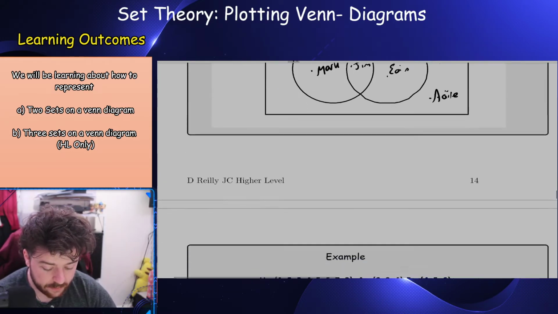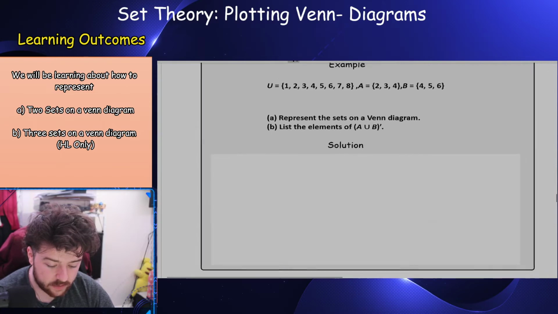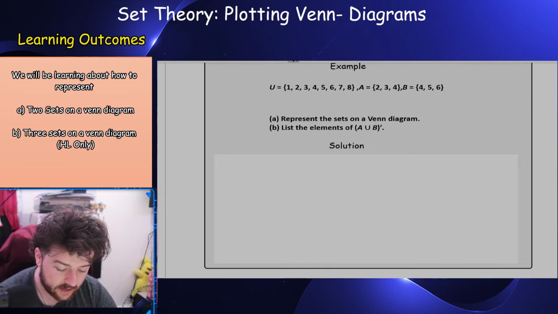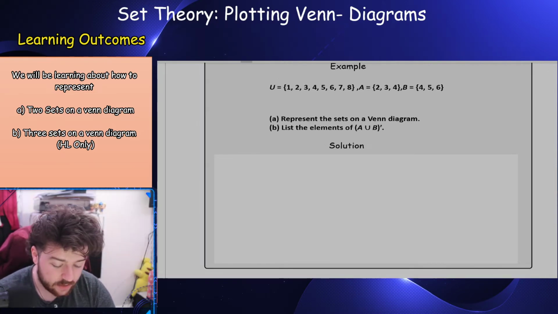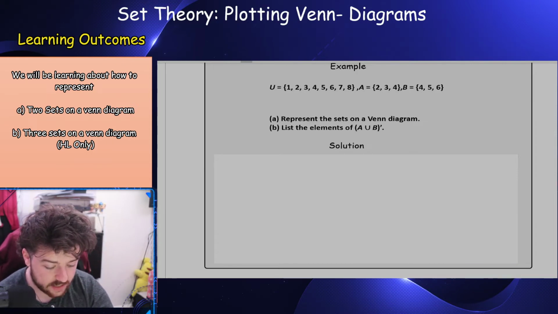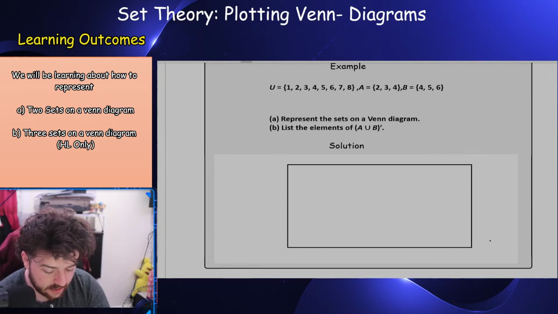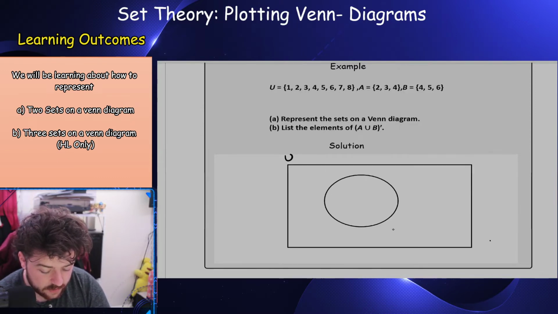Okay, I'll do one more example here for the 2 set Venn diagram. So my universal set is 1, 2, 3, 4, 5, 6, 7, 8. My set A is equal to 2, 3, 4, and B is equal to 4, 5, 6. Represent this on a Venn diagram. Right, so draw my universal set here. Let's draw my 2 circles, my 2 sets. So that's going to be my set A.